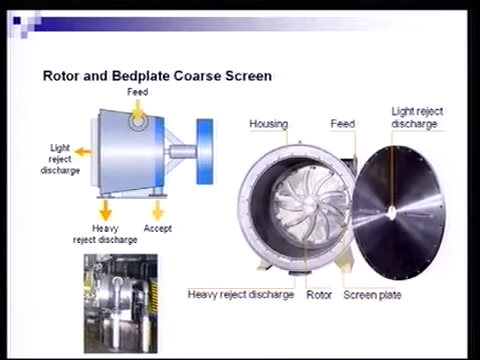This is a secondary coarse screen. Uses a rotor and a bed plate type device, and you'll notice that around the periphery of the rotor are impact blocks. These impact blocks are specifically designed to provide a close clearance and attrition for deflaking. So as the stock hits that screen plate and is swept out towards the periphery, then they will see the impact blocks, and any remaining flakes would be destroyed at that point.